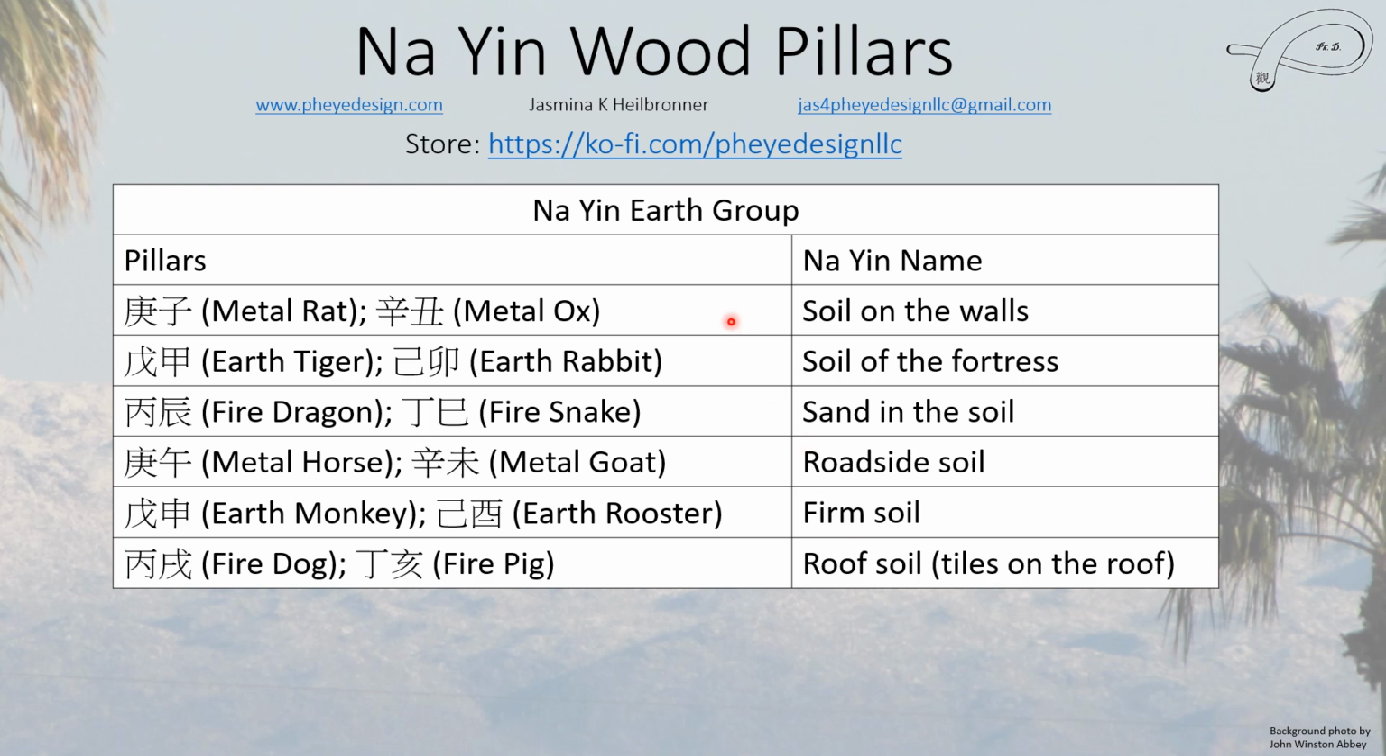And here's the earth group. So we have metal, earth, fire, metal, earth, fire. And again, we have the same order of the animal signs. And some of these are kind of strange, like sand in the soil or soil in the sand. And soil on the walls and the fortress, and these are kind of crazy. I mean, sometimes they say castle. It's just a little bit crazy. And then roof soil really means tiles on the roof. That seems to be what they mean.